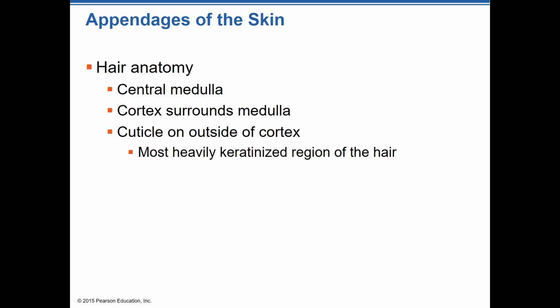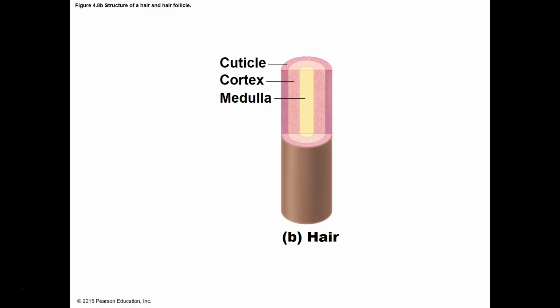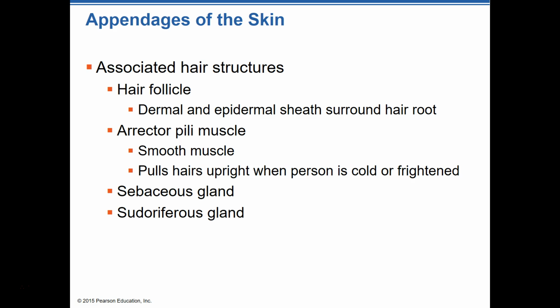A hair fiber or hair strand has a central medulla, a cortex that surrounds the medulla, and a hard cuticle on the outside. The cuticle on the outside is the most heavily keratinized region of the hair. As that hair grows and gets longer and further away from its place of origin, it becomes much more brittle, with much less living material in it, and much less likely to survive the longer it gets without a considerable amount of care. And there's a cross section of a hair strand.